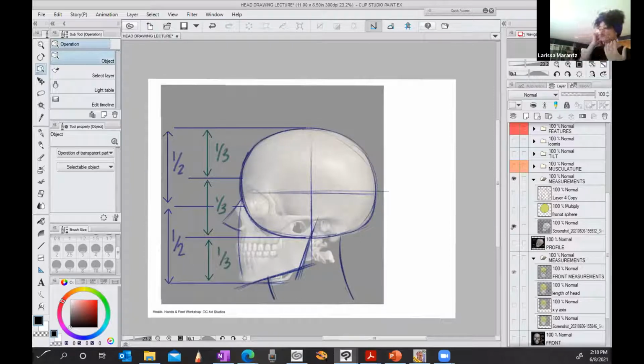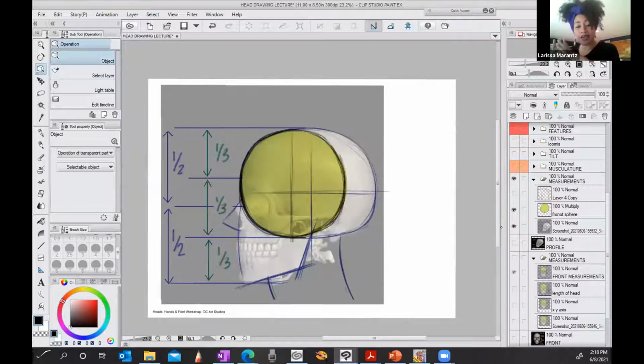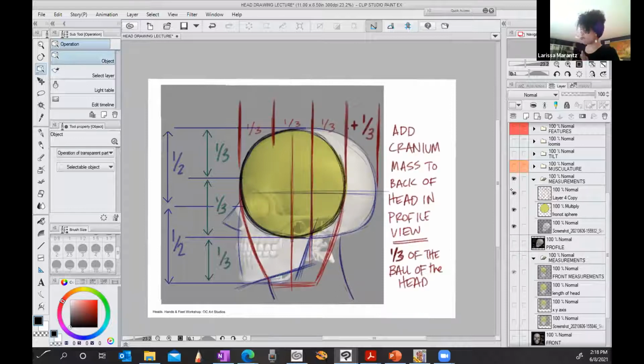Okay, so from the front, we measure that circle. When we're drawing the side of the head, we still can draw that circle, but then what we have to do is add 1/3 of that circle. So we're measuring 1/3. We take this circle, we divide it into thirds, we take that extra mass and we plop it on the back, and there is your brain space. Okay, magic. So if you can draw the front of the head, you can draw the side of the head, the profile view, all right?